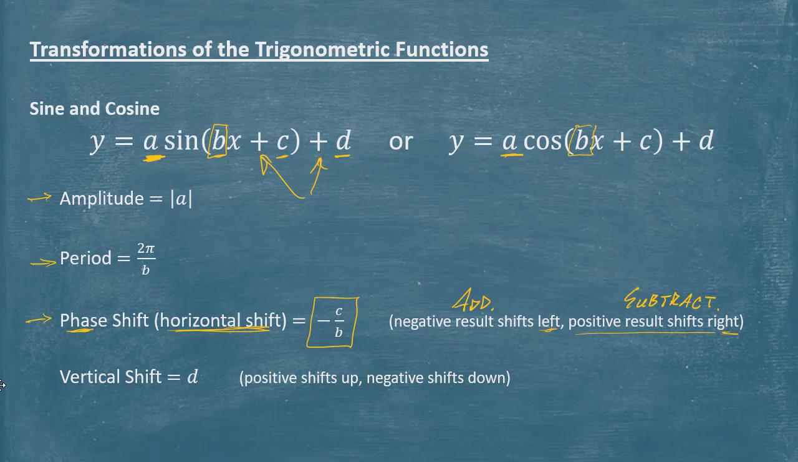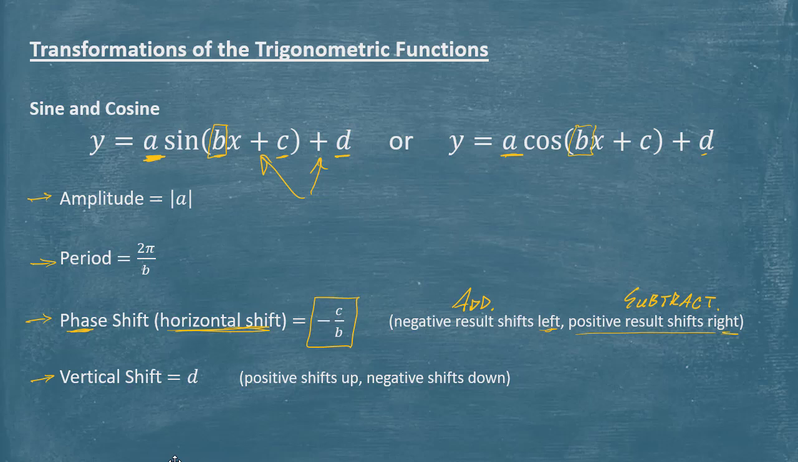The easiest one out of the three, actually it's probably tied with the amplitude, is the idea of vertical shift. Vertical shifts are always going to be the standalone at the end. Whatever you add or subtract on the outside, adding moves something up, subtraction moves something down. So whatever that value of d is, that number on the outside being added or subtracted, would essentially account for any vertical shift.